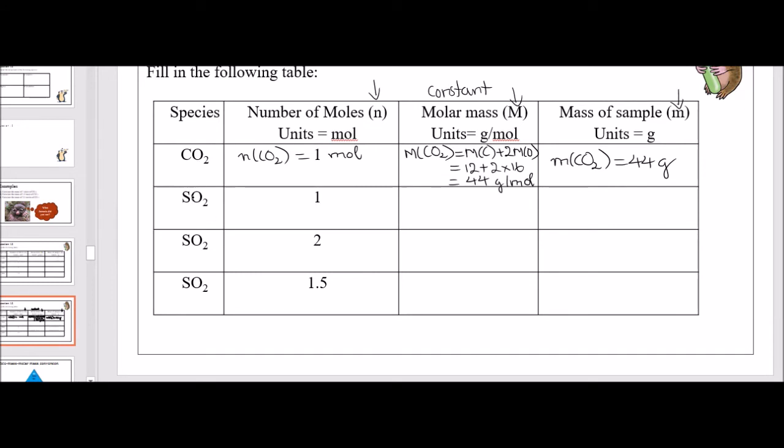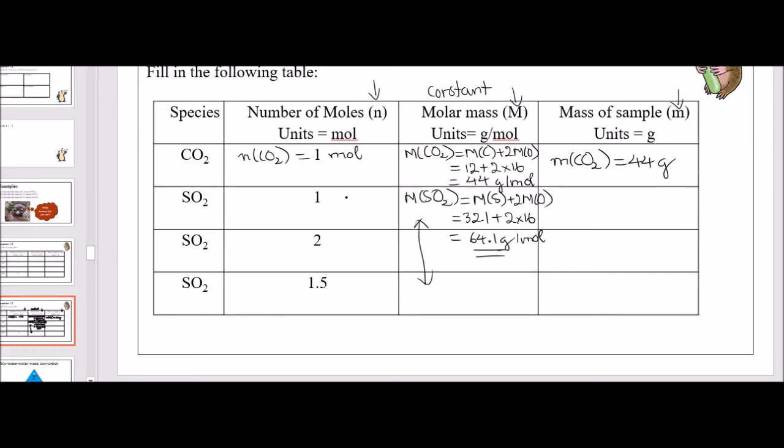Now, because the next 3 questions all deal with sulfur dioxide, and the molar mass of sulfur dioxide will not change, I really only need to find it once and then just use the same value in subsequent parts. So I need the mass of sulfur and twice the mass of oxygen, which gives me 32.1, and 2 times 16, so I think we're going with 64.1 grams per mole. So I'm going to use this value for all 3 parts.